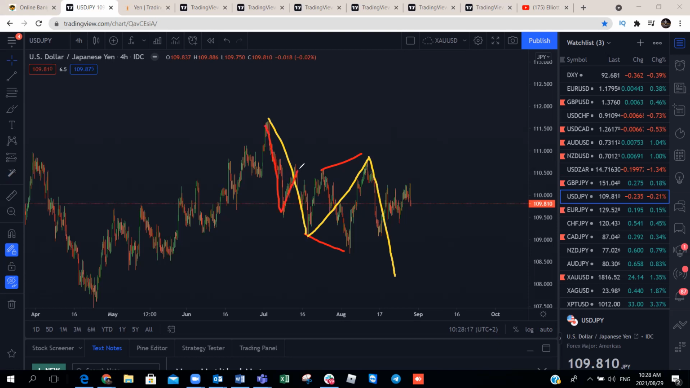So we've got 1, 2, 3, 1, 2, 3, 1, 2. We expect, obviously, for this to make a move to the downside. Simple as that, WXY corrective structure. Just need to get the correct fib levels here, and for this one to drop to around this level.